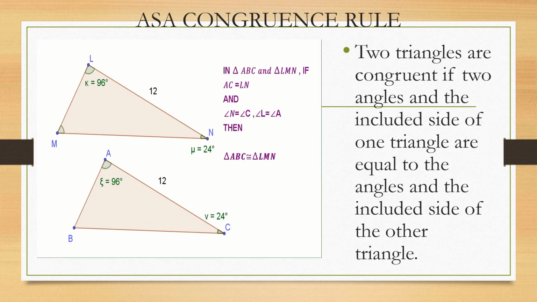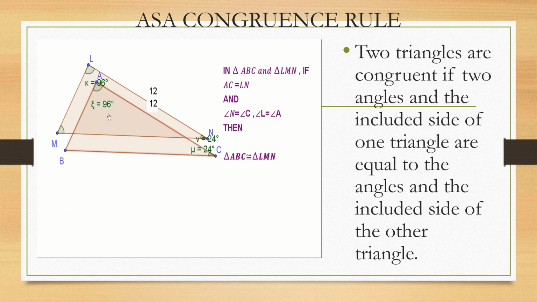Now let us talk about another rule, which is called the ASA rule. The ASA rule stands for angle, angle, and the included side. So if you have two triangles ABC and LMN, if angle L is equal to angle A, angle N is equal to angle C, and the included side, that is LN and AC, are equal, that is, these two angles are equal, these two angles are equal, and the side in between, they are equal, then again the triangles will be congruent. You need not know the other sides.